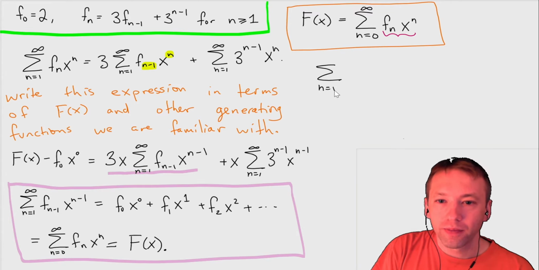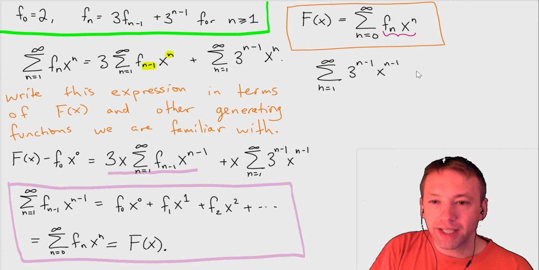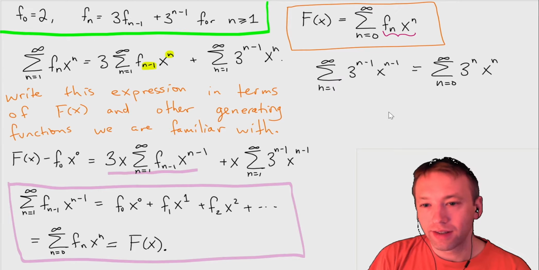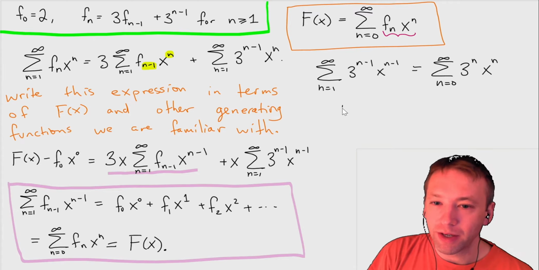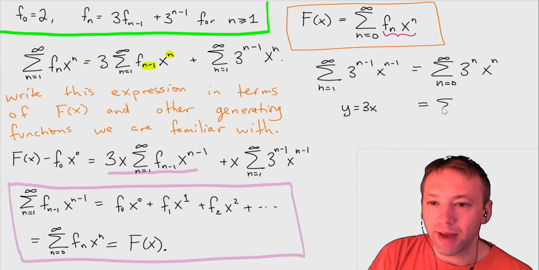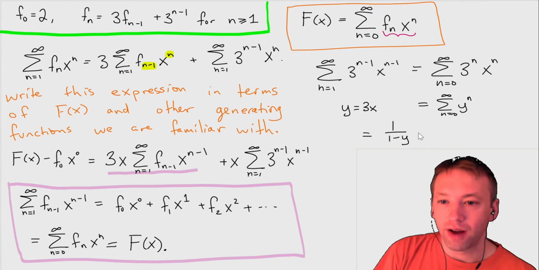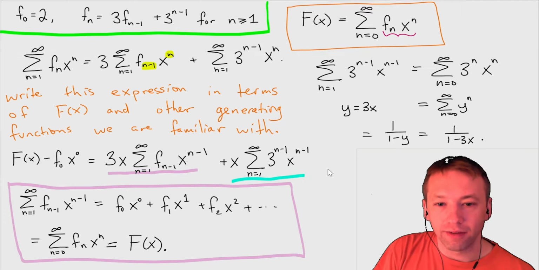Well, I can again change the indices to write this as the sum n equals 0 to infinity, 3 to the n, x to the n, and then we can recognize that this is one of our very familiar generating functions. So maybe if I do this in 2 steps, I can say let y be 3x. Then I get the sum n equals 0 to infinity y to the n, which I can then say is 1 over 1 minus y, which is the same as 1 over 1 minus 3x. So that takes care of this sum.